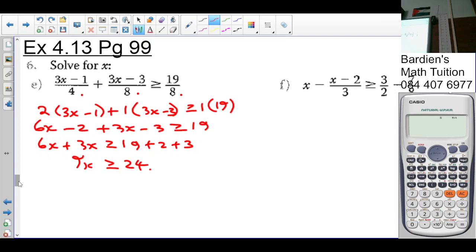So what do I do now? Divide by 9 both sides. So x is more than or equal to 24 over 9. 3 goes into 24 8 times, and 3 goes into 9 thrice. If the question was to illustrate the answer on the number line, what would we do?